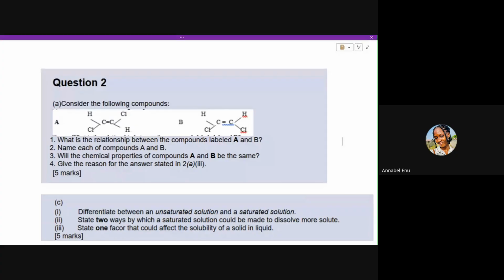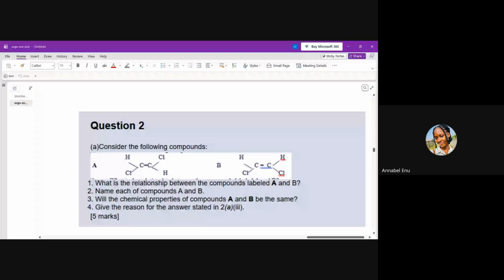Some basic things in organic chemistry. We also talked about how to name some organic compounds. We talked about homologous series and so on.